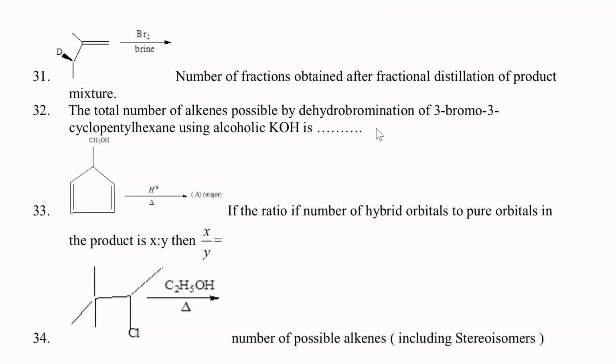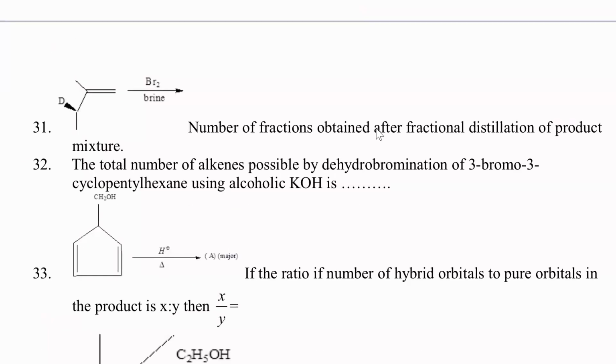31. Number of fractions obtained after fractional distillation of the mixture is. Again, Br2 in brine solution is being added. Please check it out. Like this, we have deuterium fixed here. And bromine is also fixed here. Now we need to just add the other groups. I'll write the other groups here. So one, we can have OH here, correct? This way with a chiral center. One, we can have Br here with a chiral center. One, we can have Cl here with a chiral center.